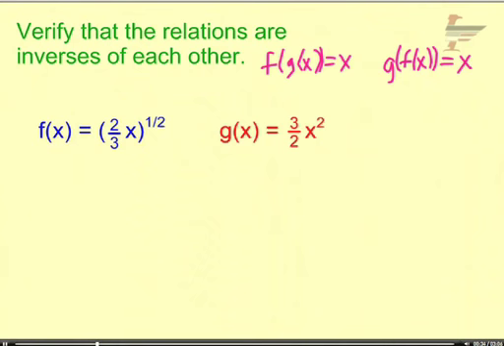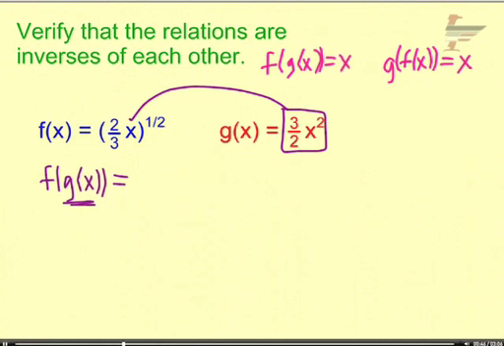So first, f of g of x will be the one we do first. And if you notice that the g of x is on the inside, so we're going to take our g function and plug it into the f function into the x. So we have a 2/3. Now instead of the x, let's plug in 3/2 x squared. And then the whole thing is being raised to the 1/2 power.